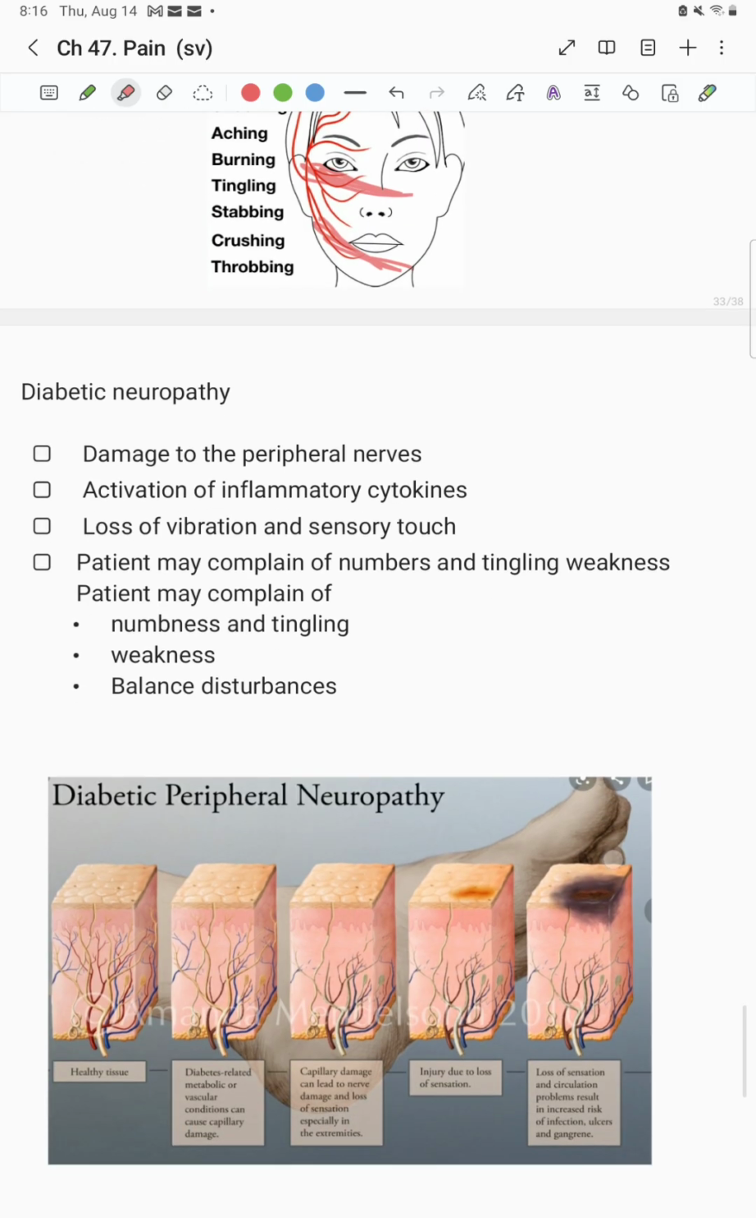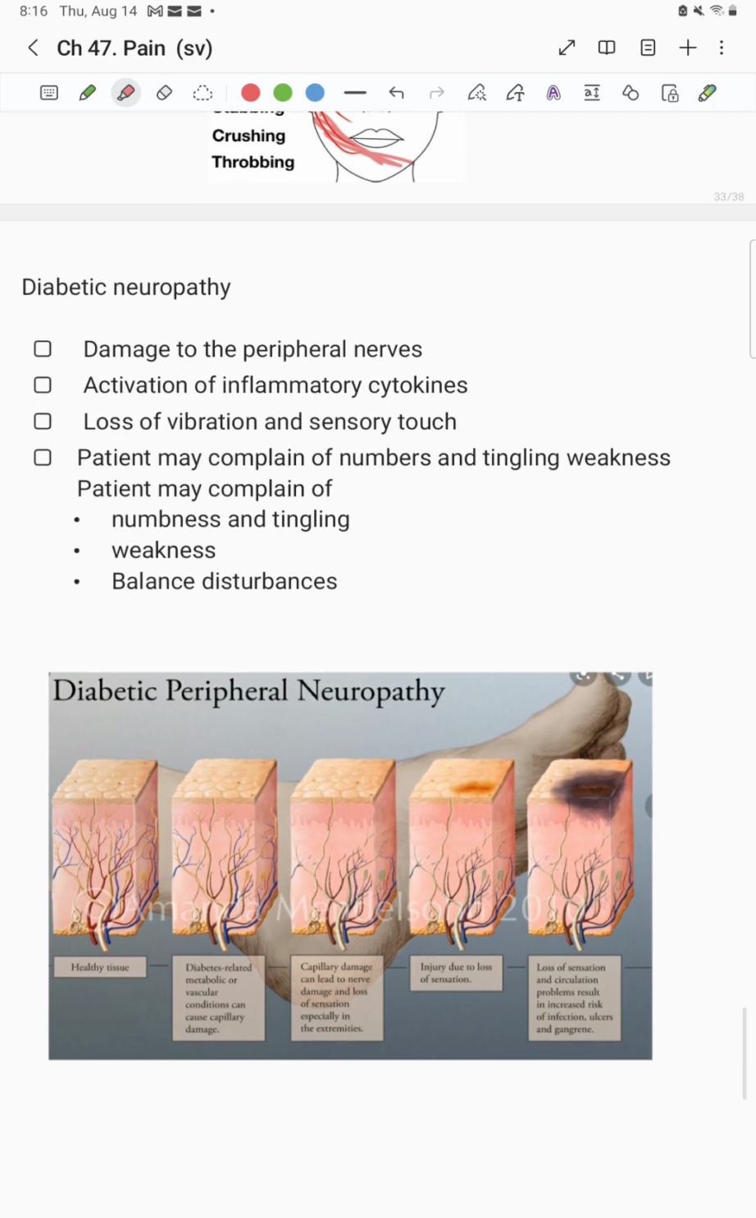Diabetic neuropathy is damage to the peripheral nerves and activation of inflammatory cytokines. What happens over time is the person starts to lose vibration and sensory touch. So this is a nerve thing. The nerves are starting to die, and that vibration falls under those Pacinian corpuscles, Meissner corpuscles, your mechanoproprioception.